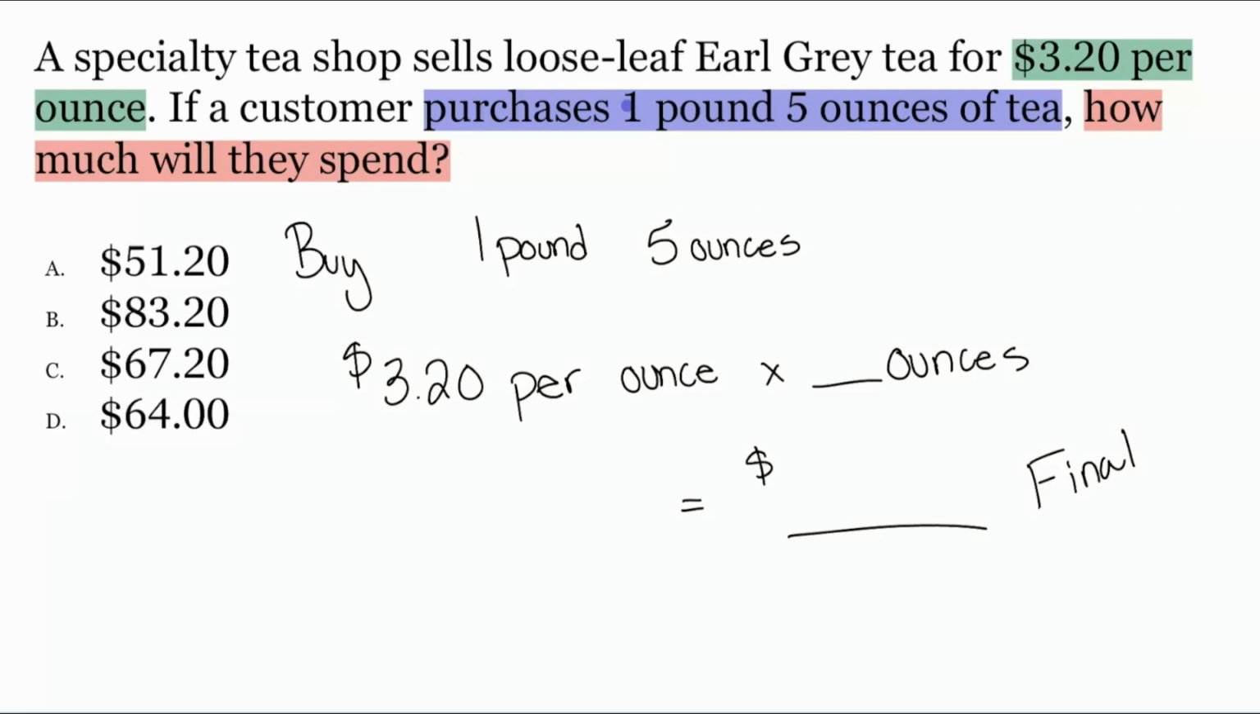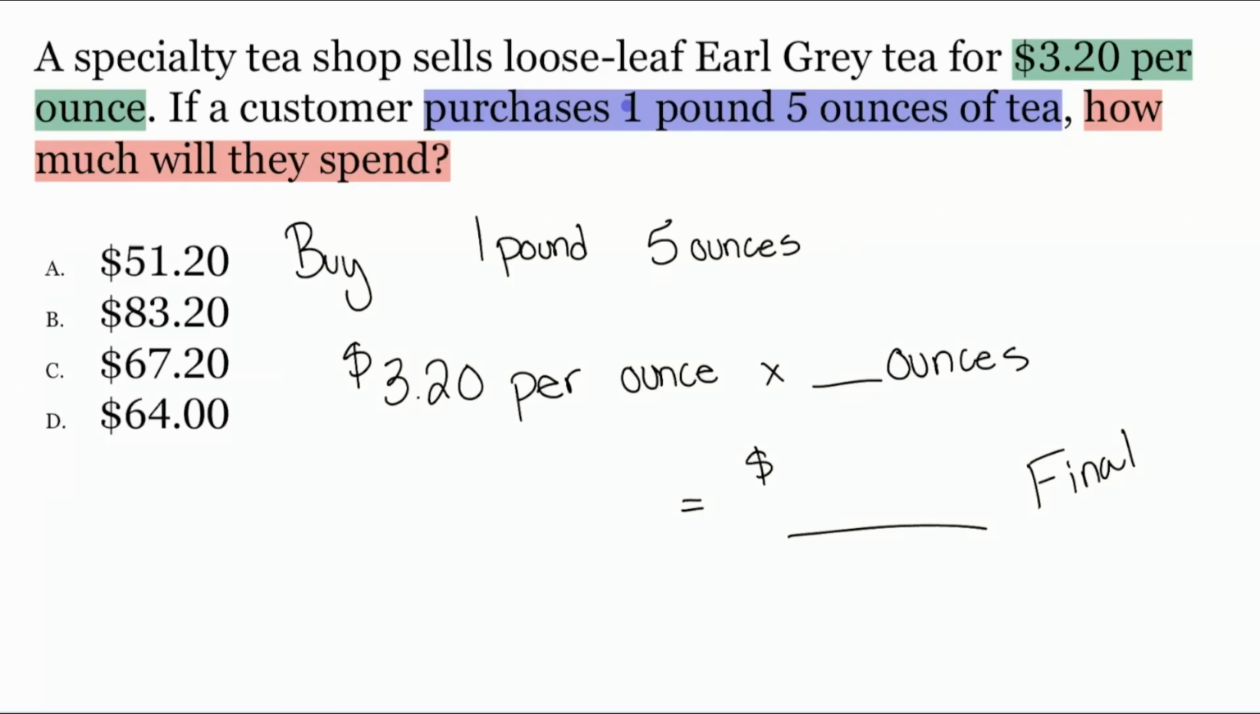So in this case, it costs $3.20. Don't even worry about the number. It costs this much per ounce. So we need to multiply by the number of ounces. That's the logic that we're using.